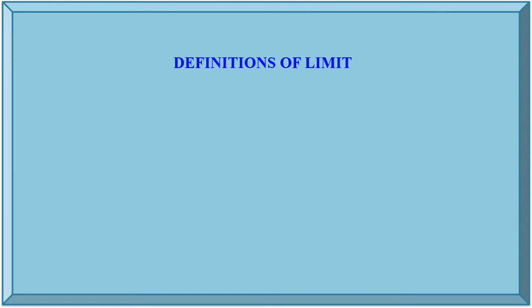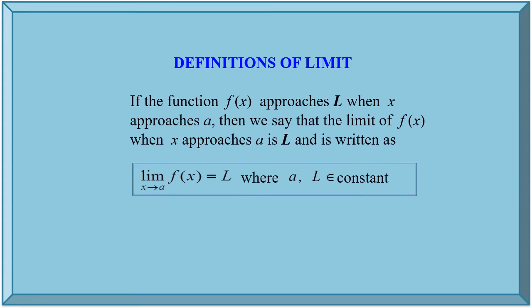Definition of limit. If the function f(x) approaches L when x approaches a, so f(x) approaching L when x approaches a certain value a, then we say that the limit of f(x) when x approaches a is L, and it is written as the limit of f(x) when x approaches a equals L, where a and L are elements of a constant.